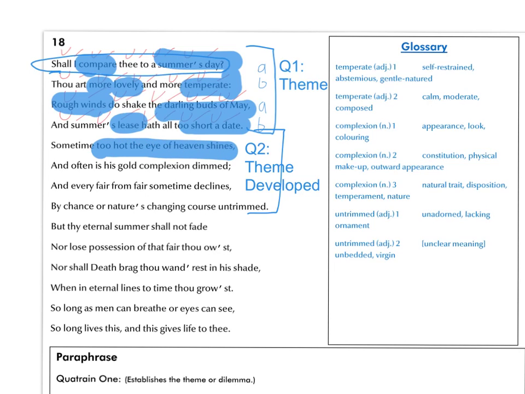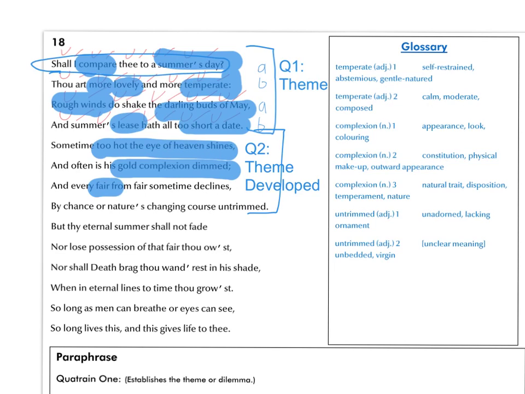The eye of heaven, we have another metaphor here. The eye of heaven is the sun. Sometimes it's too hot in the summer. "And often his gold complexion dimmed." Gold complexion dimmed. Maybe the sun dips behind clouds, or the passing of the seasons into fall. Summer fades into fall, and the sun gets dimmed out.